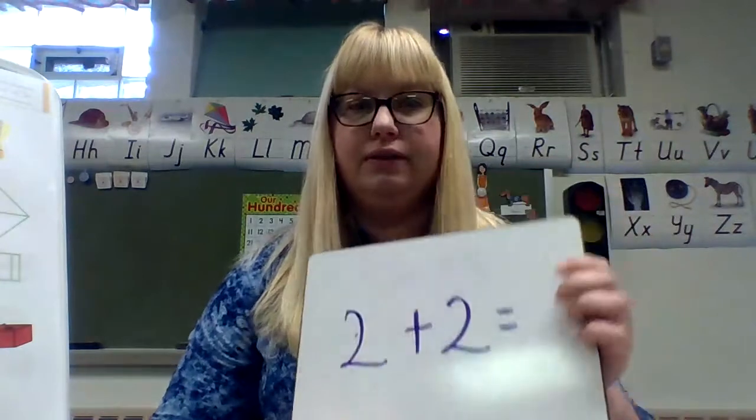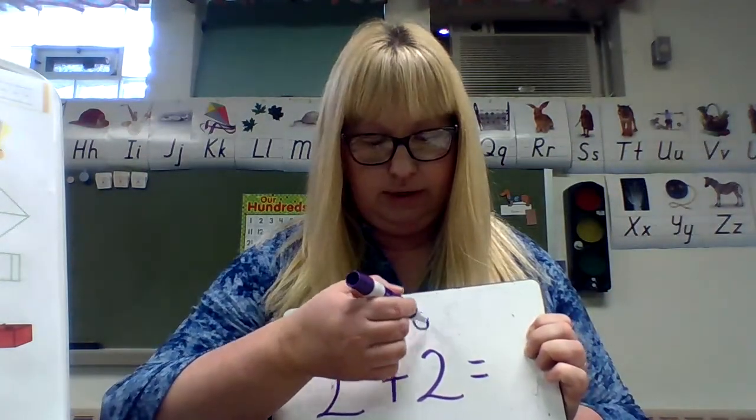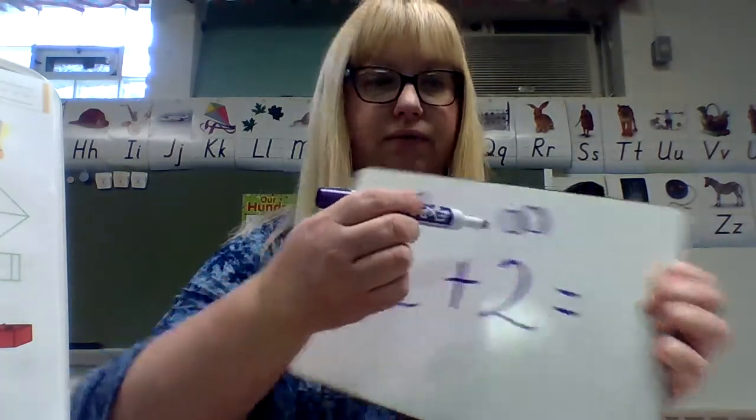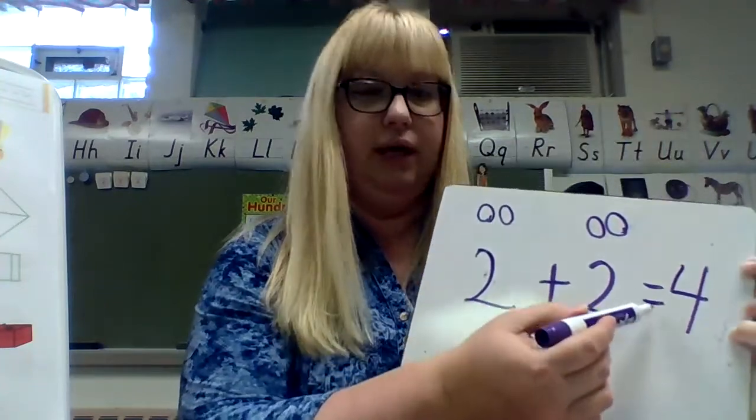I'm going to write down 2 plus 2 equals. So let's give ourselves, we'll do circles. 2 plus 2 gives me 1, 2, 3, 4. So 2 plus 2 equals 4.